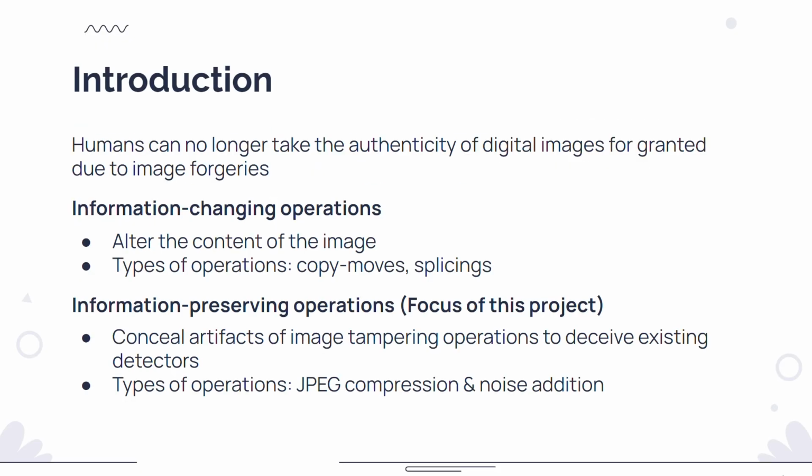As technology is becoming more advanced, images can easily be altered with open source software, which makes humans question the authenticity of these images. There are two types of forgeries, which are information changing and information preserving. Information changing is used to change the content of the image, while information preserving operations are used to hide the thumbprints left by information changing.